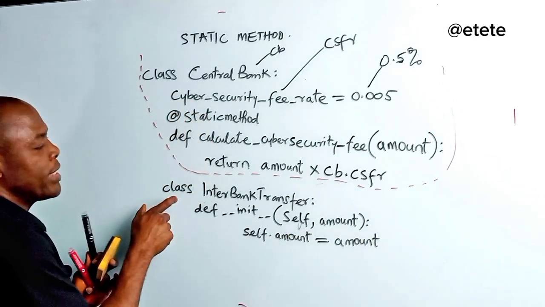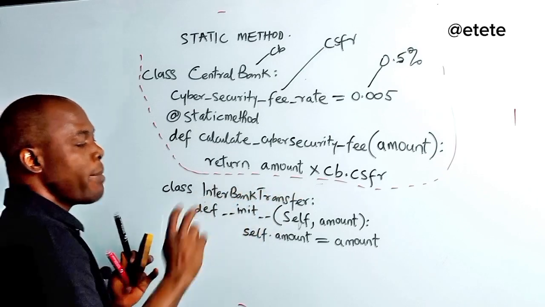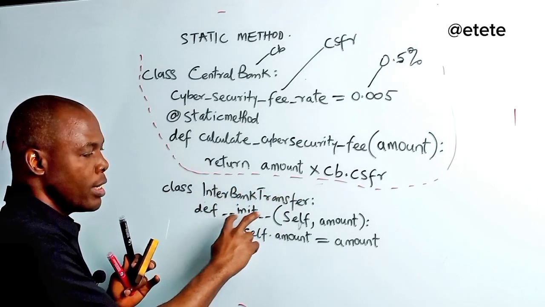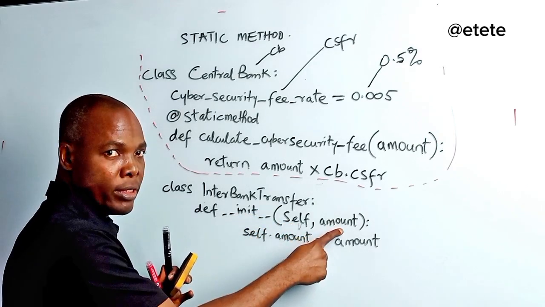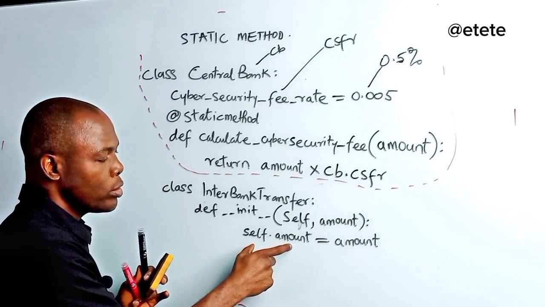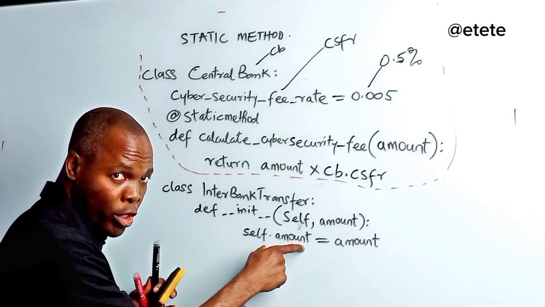Now, what I've done here is I've created another class, which is what? Interbank transfer. Inside this interbank transfer, I have defined my init method, which is the instance method that will take an object for this self and then take an amount here. Then it will come in and give that amount to what? To this self attribute, which is the object attribute. So it will be stored here.